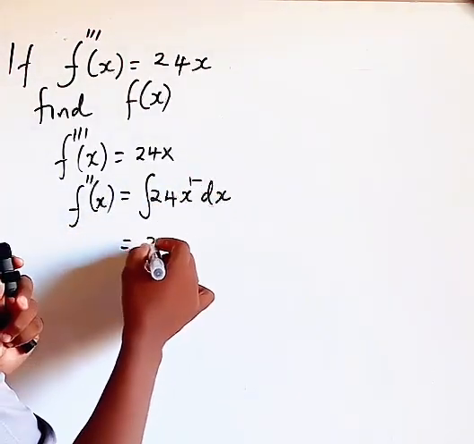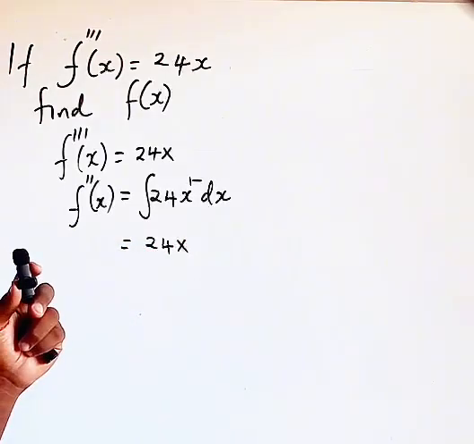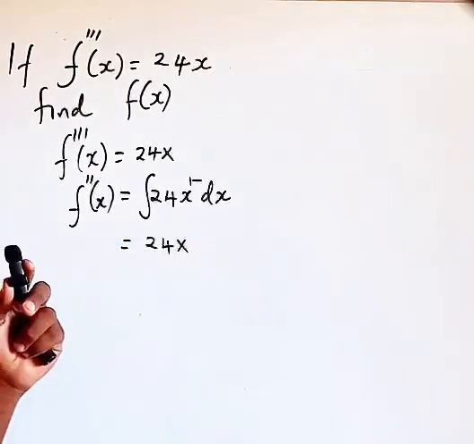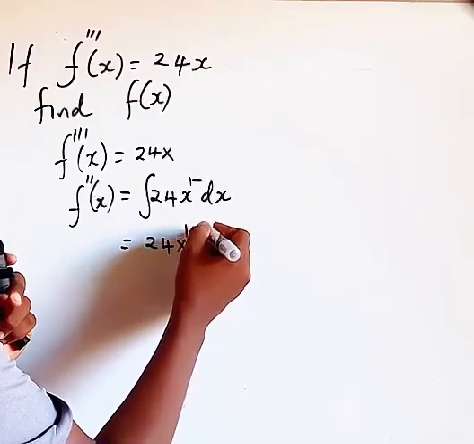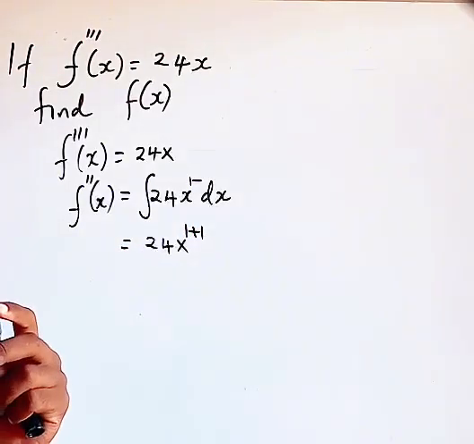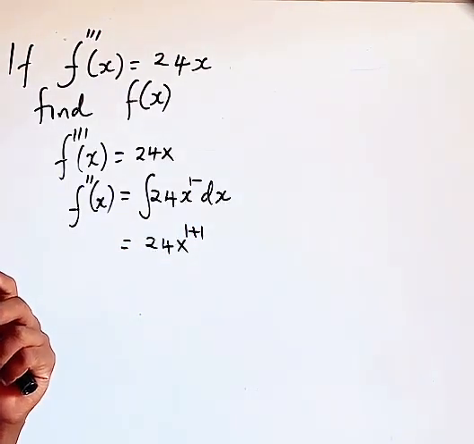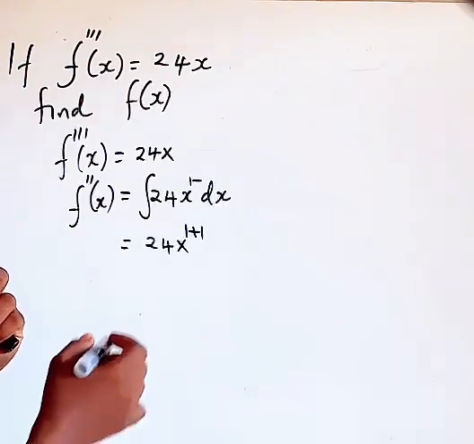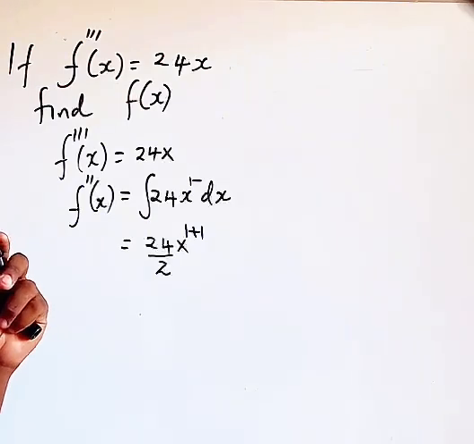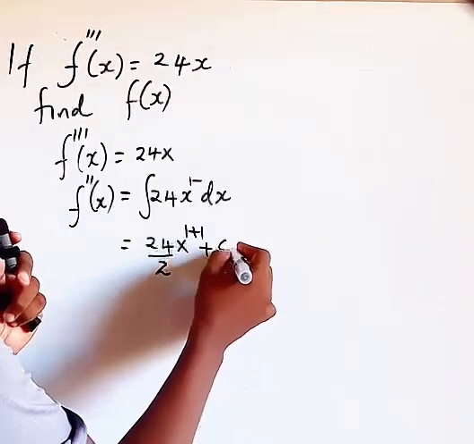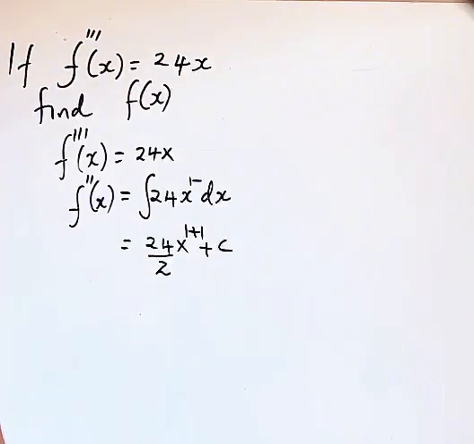So we shall have 24x. The exponent or the power of x in this case is 1. And then we add another 1. Therefore, we get 1 plus 1, 2. That is the overall power divided by the coefficient of x. And then we add c, which we call the constant of integration.